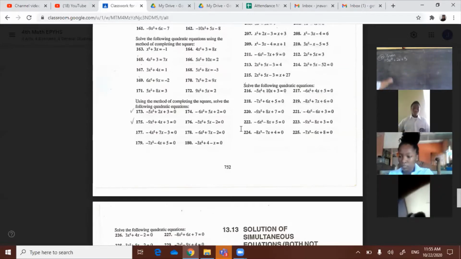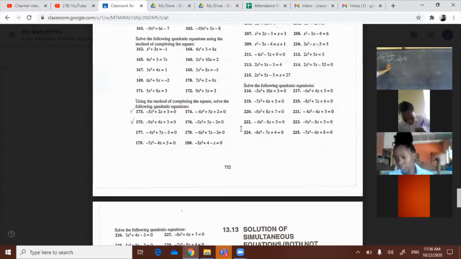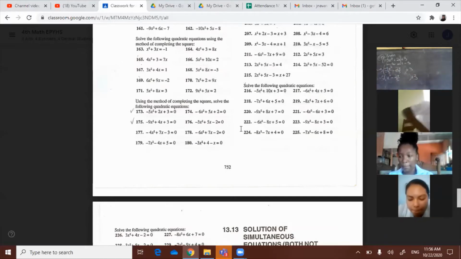Step 1, group the x's. So they're grouped. Step 2, make the number in front of x squared equal 1. Is it 1, ladies and gentlemen? No. So I'll factor out negative 5. So negative 5, open bracket, negative 5x squared over negative 5 plus 2x over negative 5, close the bracket, plus 3. Giving me negative 5, open bracket, x squared minus 2x over 5, leave the space, plus 3.